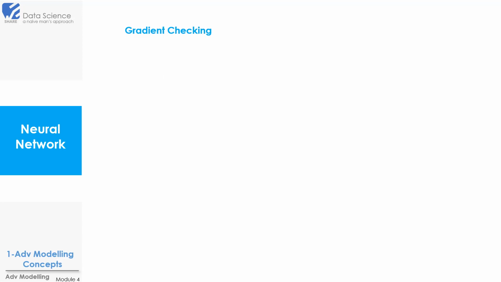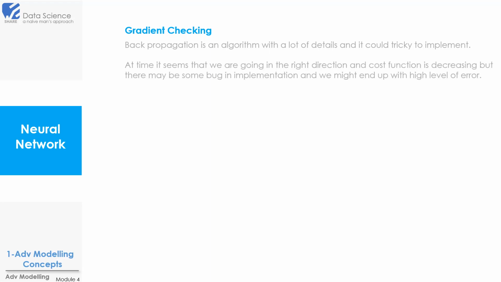The next concept is gradient checking. Although we saw a very simplified approach for understanding the backpropagation, in reality backpropagation is an algorithm with a lot of details, and it could be tricky to implement. So at times it seems that we are going in the right direction and cost function is decreasing. But there may be some bug in the implementation and we might end up with high level of error. Hence we introduce the idea of gradient checking, which ensures that we are going in the right direction.